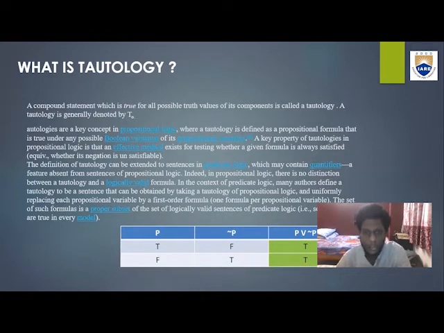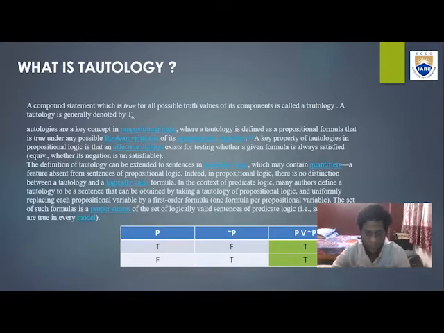A key property of tautology in propositional logic is that it is an effective method used for testing whether a given formula is always satisfied, whether the negation is unsatisfied or satisfied. The definition of tautology can be extended to sentences in predicate logic, which may contain quantifiers, a feature absent from the sentences of propositional logic. In the context of predicate logic, many authors define it by replacing each propositional variable with a first order formula. The set of such formulas is a proper subset of the set of logically valid sentences of predicate logic. This is the definition of tautology.